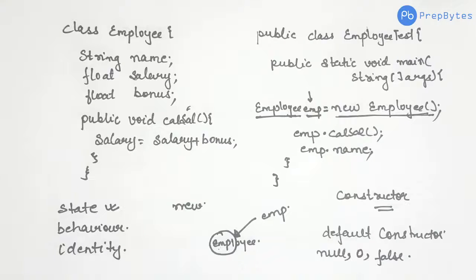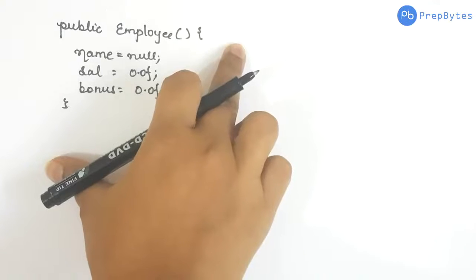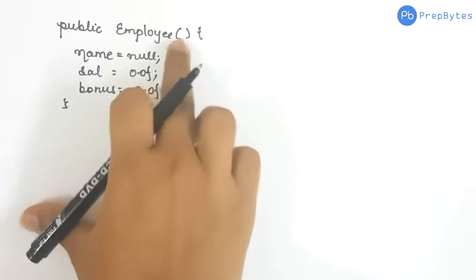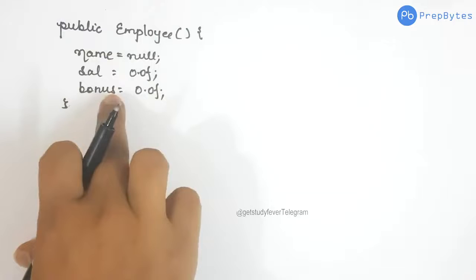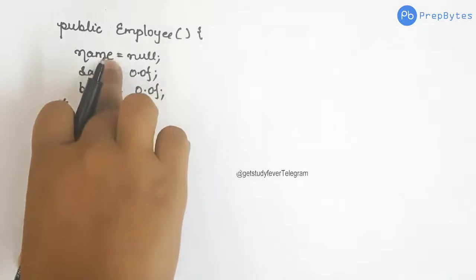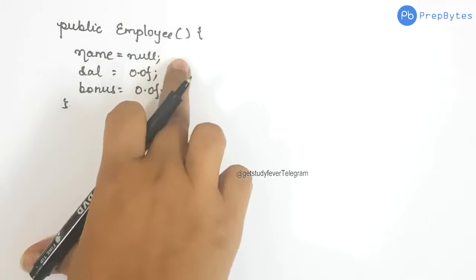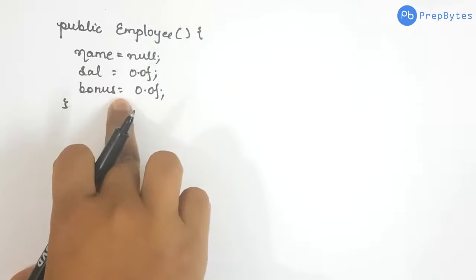So let's see how our default constructor will look like. This is how our default constructor will look like. It won't have any parameters and it will initialize all the variables to their default value. Since name is an object, a string object, it will initialize it with null. Salary and bonus will be initialized with floating point 0 accordingly.